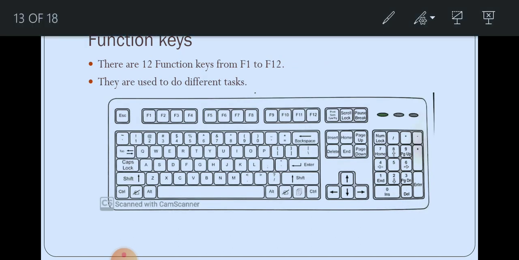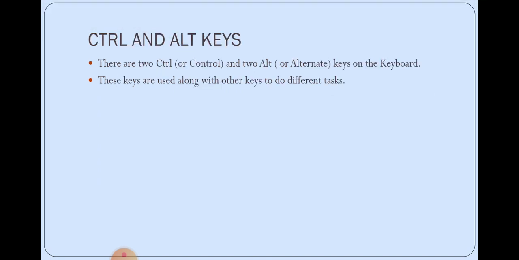Now can you tell me how many function keys are there on a keyboard? There are in total 12 function keys from F1 to F12, and this is the location of our function keys. And they are used to do different tasks. Now I will discuss the CTRL and ALT keys.